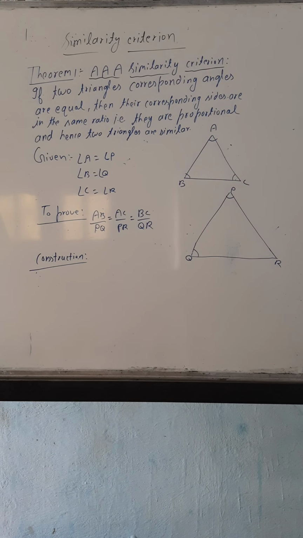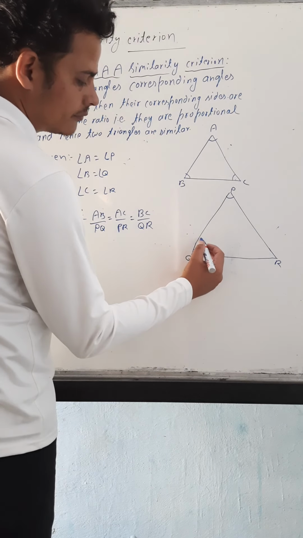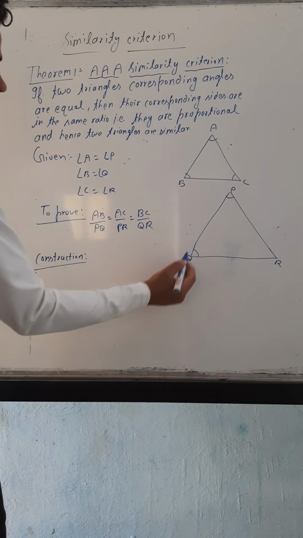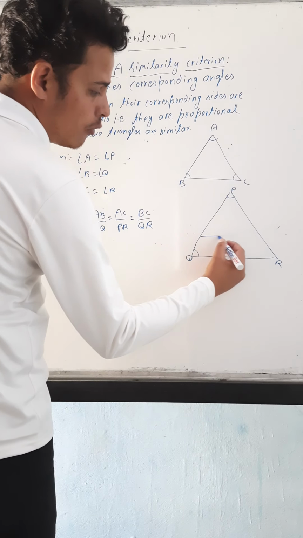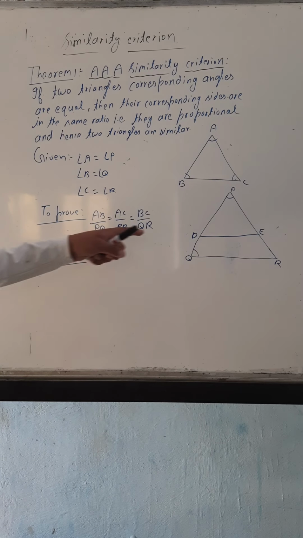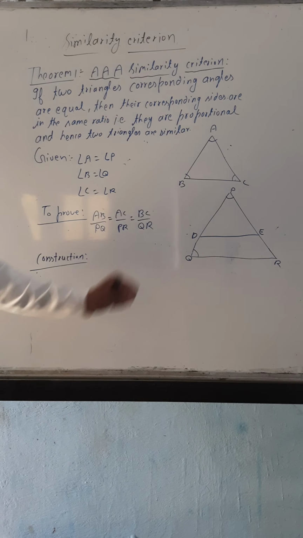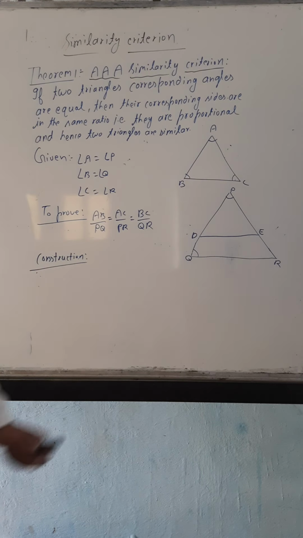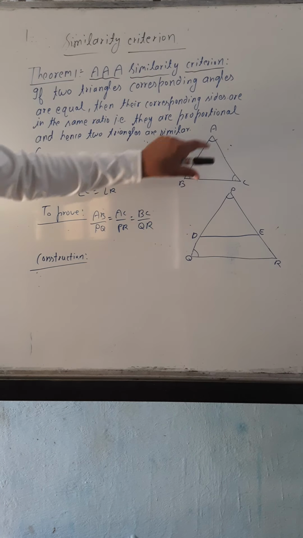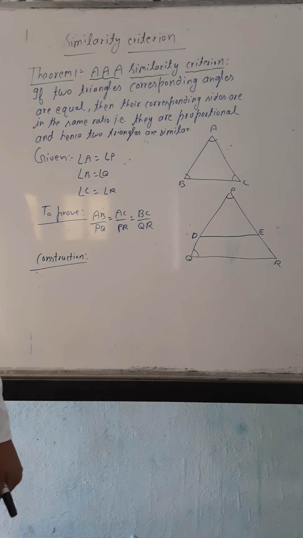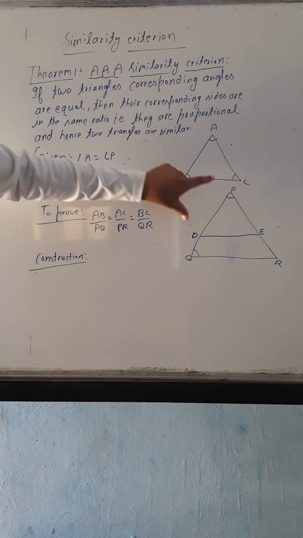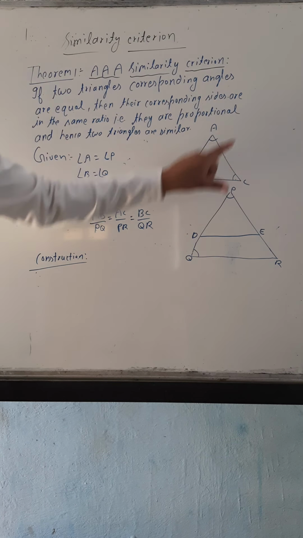What you will do? We will draw a line which is cutting PQ and PR at the points D and E. Let's say we have drawn a line DE which is cutting PQ at the point D and PR at the point E such that AB is equal to PD and AC is equal to PE. This is the construction. We have drawn this line in such a way that AB becomes equal to PD and AC becomes equal to PE.